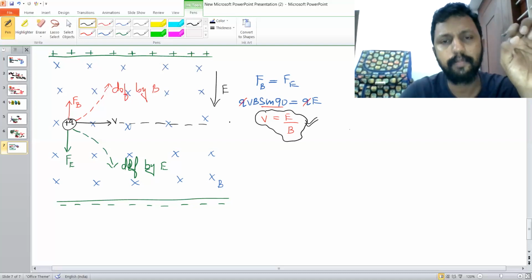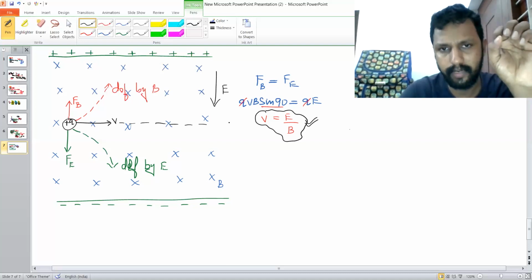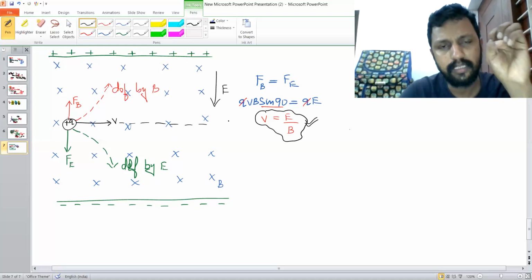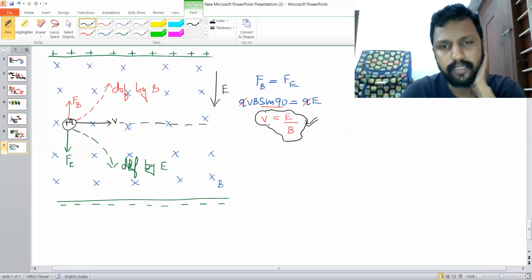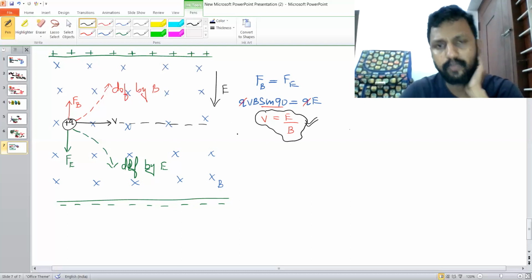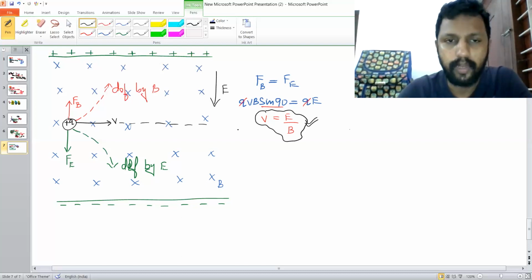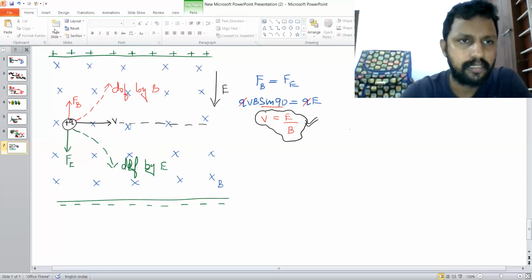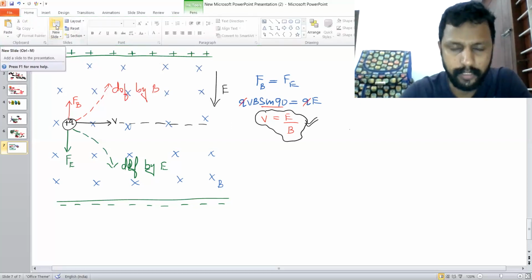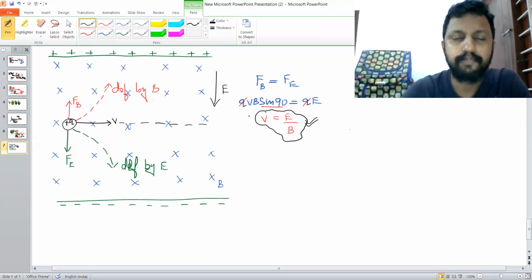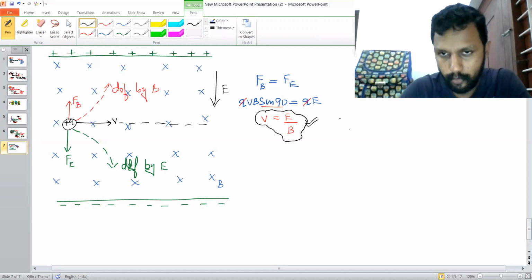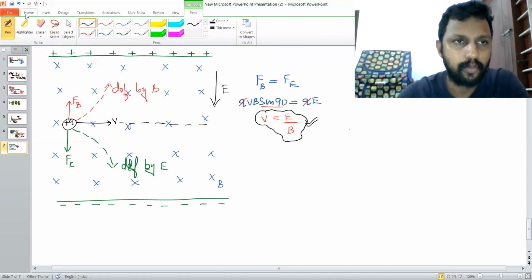If a mutually perpendicular electric and magnetic field is applied, the velocity with which the charged particle will move undeviated, that velocity v is equal to E by B. It is called a velocity selector or velocity filter. Hope you have understood velocity selector and velocity filter. Then we'll speak about the relation between epsilon 0 and mu 0.